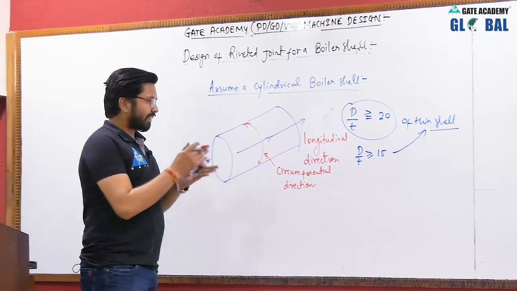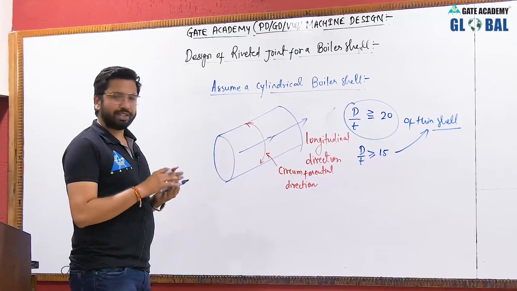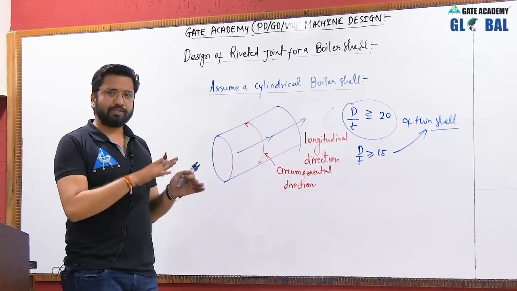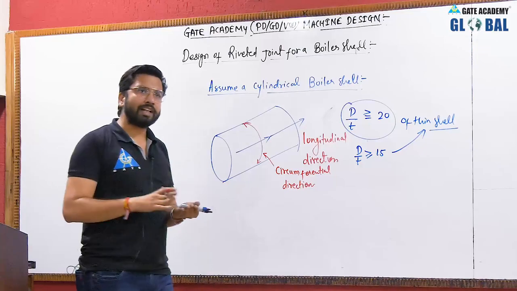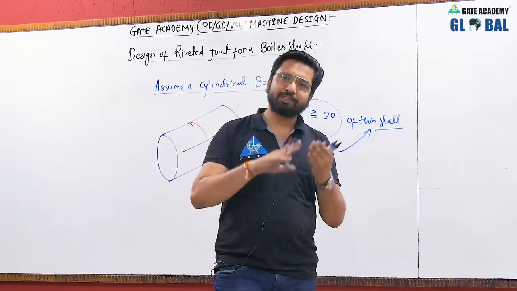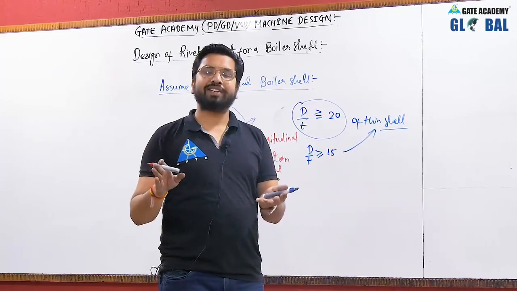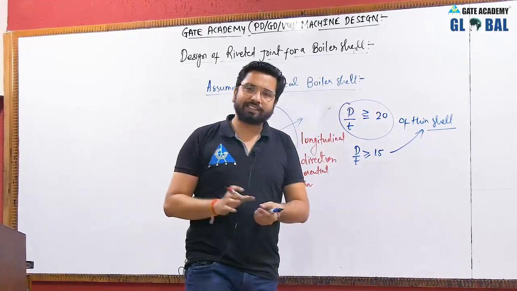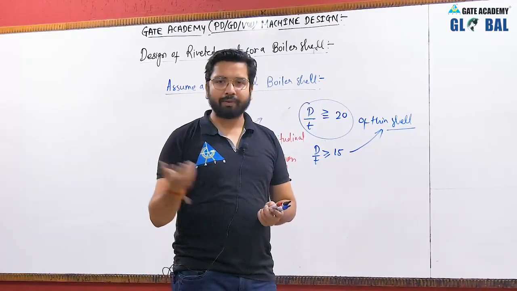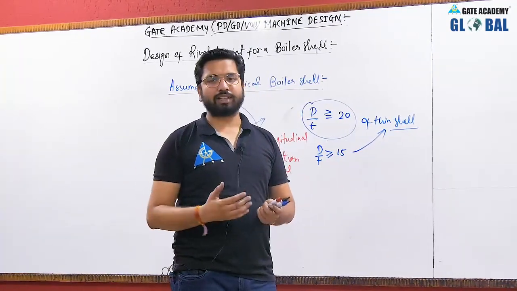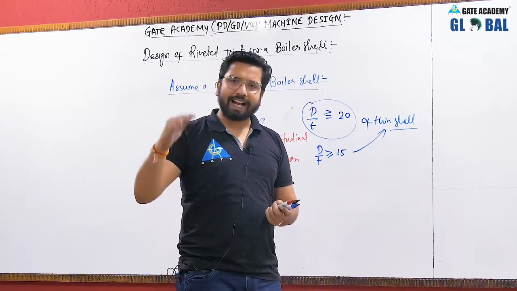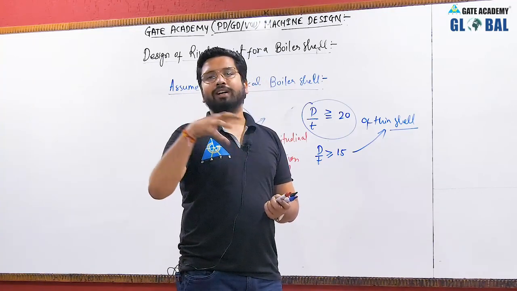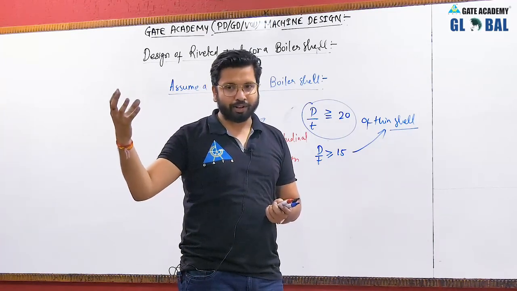I'll be discussing the different aspects of the stresses induced in the pressurized vessel. First, let us discuss how we can form a shell. As in strength of materials you have discussed a thin cylindrical shell and a spherical shell, the procedure of forming a shell is very important. Through a casting process you can form a seamless cylindrical shell. There will be no joint if it is made by casting or a particular forming process.